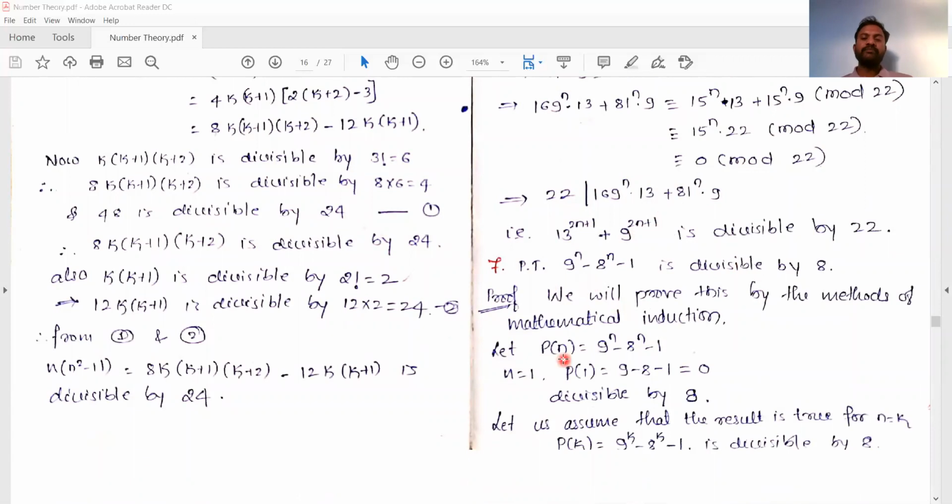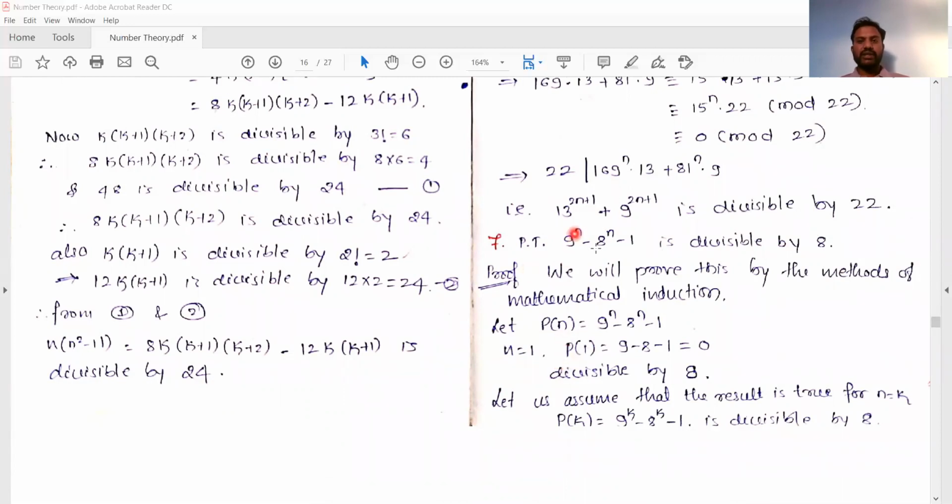The next example: prove that 9 raised to n minus 8 raised to n minus 1 is divisible by 8. See, again I will put n equal to 1. 9 raised to 1, 9, minus 8 raised to 1, 8, minus 1: 9 minus 8 is 1, 1 minus 1 is 0, divisible by 8. Substitute 2: 9 square is 81, then 8 square is 64, minus 1, subtract. So 81 minus 64 minus 1, we are getting 16, that is divisible by 8, 8 twos are 16, and so on.